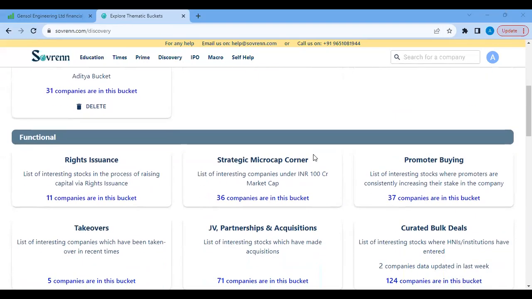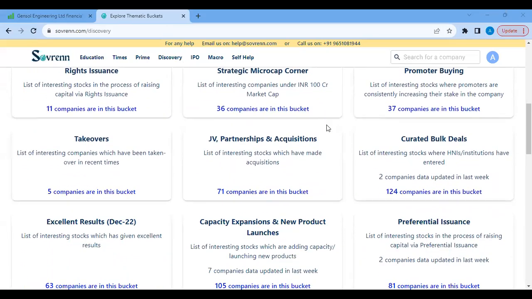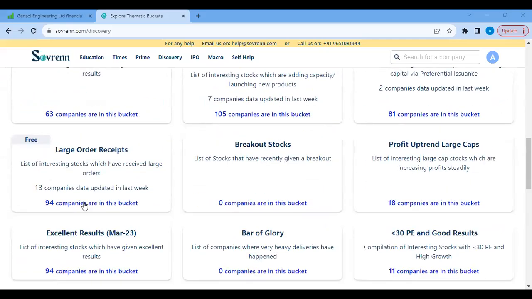According to me, I love Discovery. I use Discovery for my own research also. Discovery and Times are my favorite products, and Prime also. These three are my favorite products. So now let us look at large orders. We have kept this free.